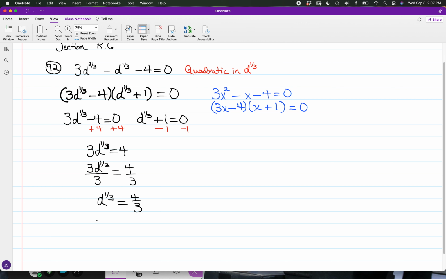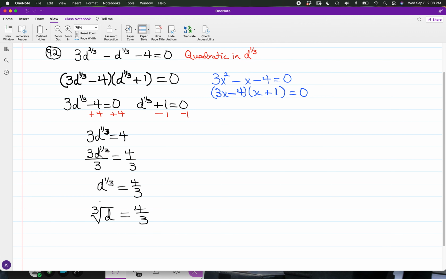Okay, so for d to the 1/3, that is going to be the cubic root of d. So the cubic root of d is equal to 4/3, and I can free up d. I can get rid of the radical by taking the exponent that matches the index number of the radical. So to get rid of cubic roots, in this equation I can cube both sides.